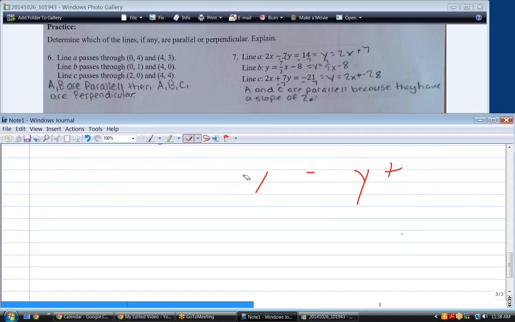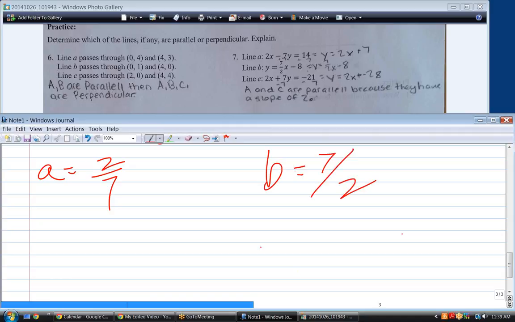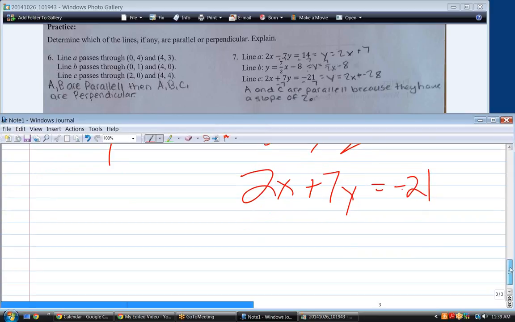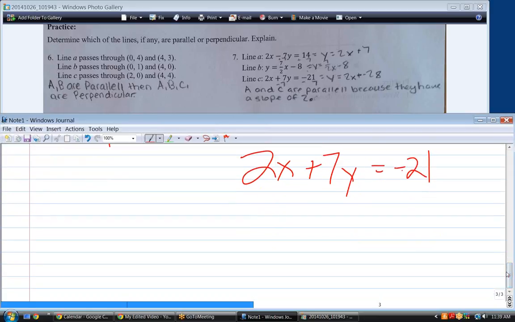Okay? So, the slope of line A, 2/7. Slope of line B, 7/2. Slope of line C, starting with 2x plus 7y equals minus 21. Okay. Solve that for y in the steps that I've told you. Okay, so you would subtract 2 from both sides.